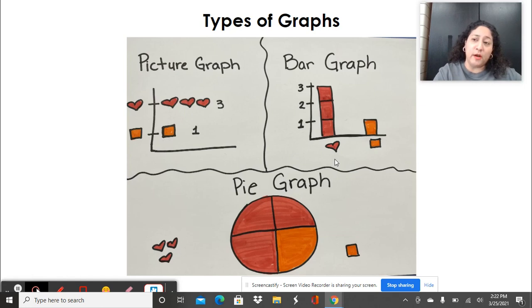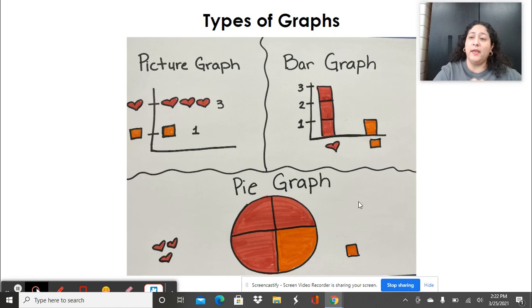The graph that we learned about yesterday was a bar graph. It's this one right here. And it's called a bar graph because it has bars and we color in. So if we have 3 hearts, we color in 3 bars. If we want 1 square, we color in 1 square.